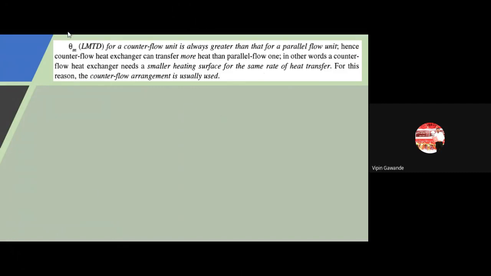Okay, so for counter flow, we have considered two things. We have a counter flow heat exchanger, and we have considered the parallel flow heat exchanger. Now it is saying that LMTD, that is theta m, is greater for this counter flow, and theta m is less for parallel flow.